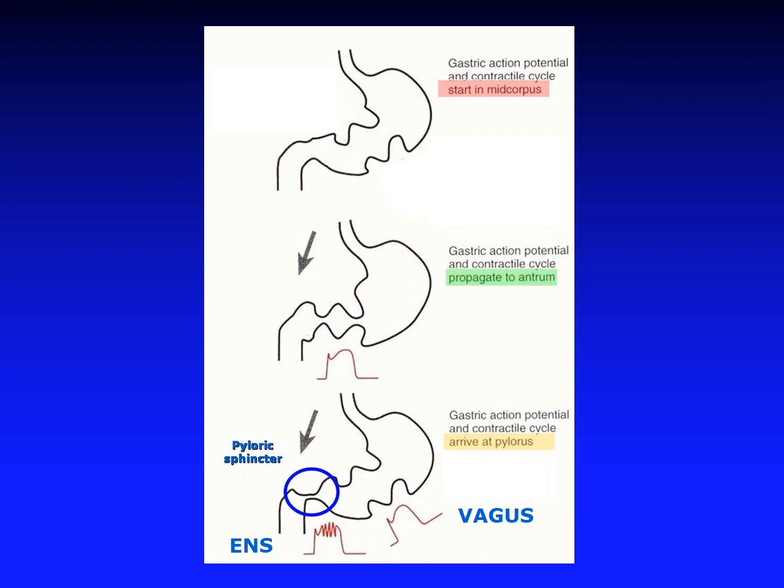In this antral pump, it happens only once and takes a pretty short period of time, a few seconds, and it's under vagal control, the middle one. In the third picture, you will see that the pyloric sphincter is also under the enteric nervous system control.